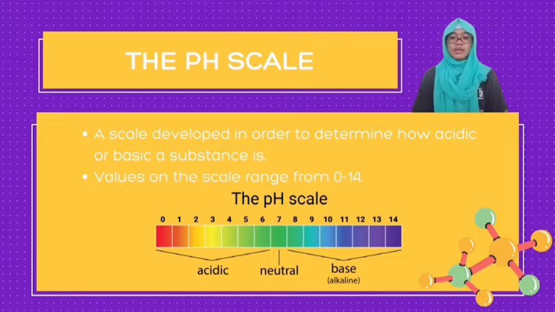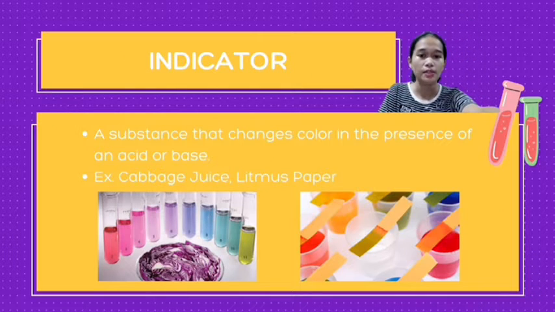The pH scale, a scale developed in order to determine how acidic or basic a substance is. Values of the scale range from 0 to 14. 0 is the most acidic and 14 is the most basic. Indicator, a substance that changes color in the presence of an acid or base. Examples: cabbage juice and litmus paper. For a better understanding, let us watch this video.